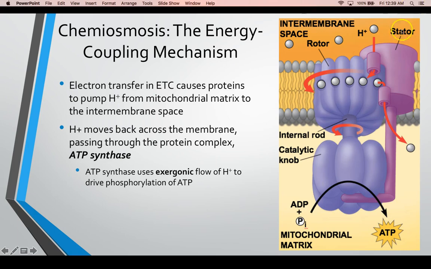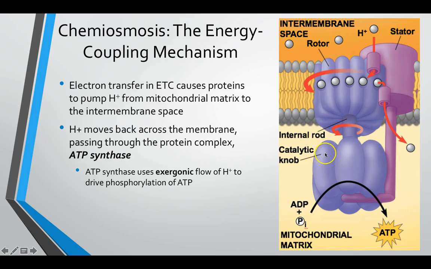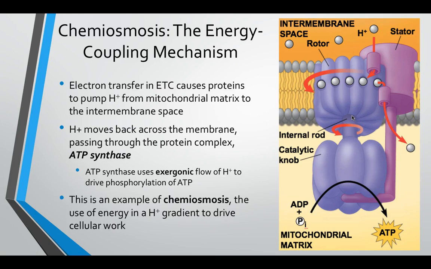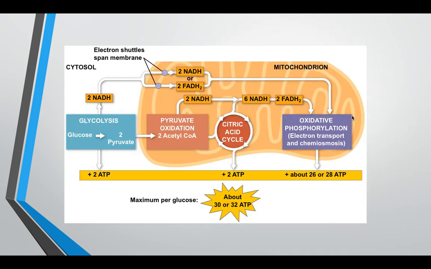And when that happens, the exergonic flow of protons, the energy releasing flow of those protons, is going to drive the phosphorylation of ADP to ATP. So this is how electron transport basically creates a proton motive force, and this force is going to drive the phosphorylation of ATP by having an exergonic flow. This is an example of chemiosmosis, because it's the use of the proton gradient to drive cellular work.